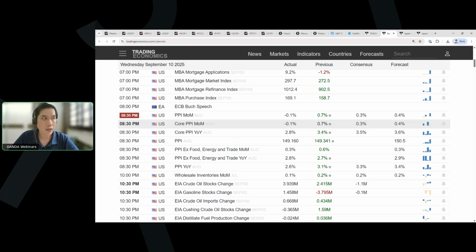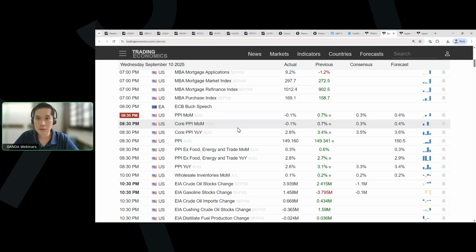And if we strip out the energy component, the core PPI month on month also came in at negative growth of negative 0.1% month on month for the month of August, from the previous print of 0.7% and way below market expectation of 0.3%.